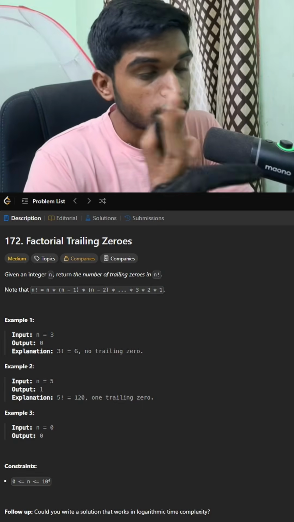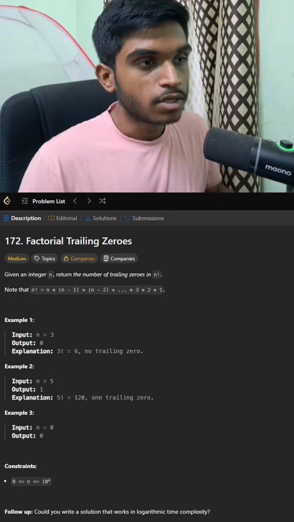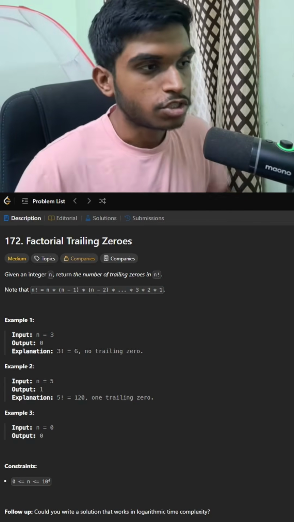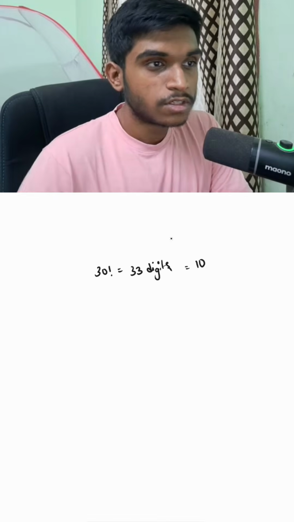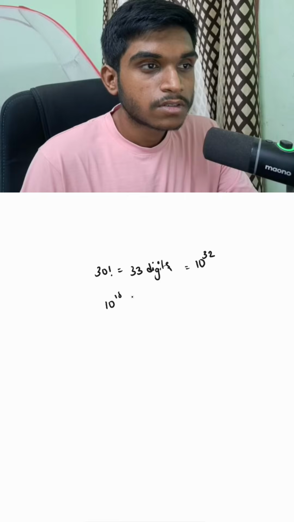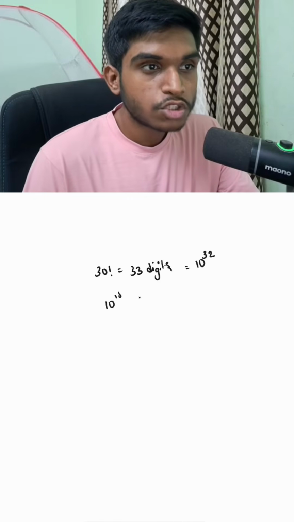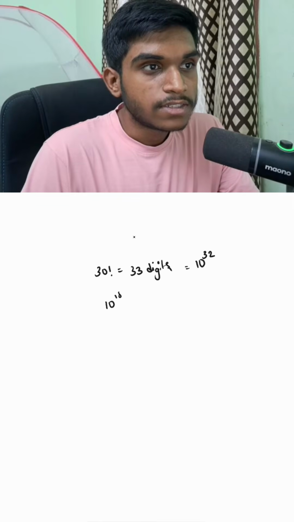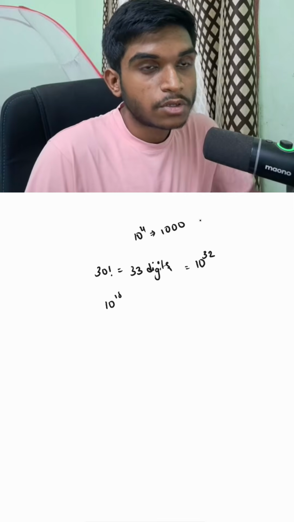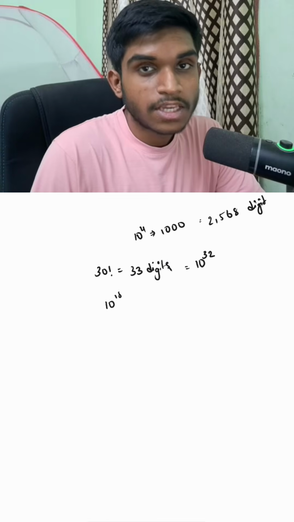But if you look at the constraints, n is up to 10 to the power of 4, and if you don't know about factorial, the number of digits in a factorial increases exponentially. If you take an example of 30 factorial, it has a total of 33 digits. So 30 factorial even exceeds the range of the long data type. So how do you even store it when n is equal to 10 to the power of 4, as 1000 factorial is roughly 2568 digits? You can see how massive that number is.